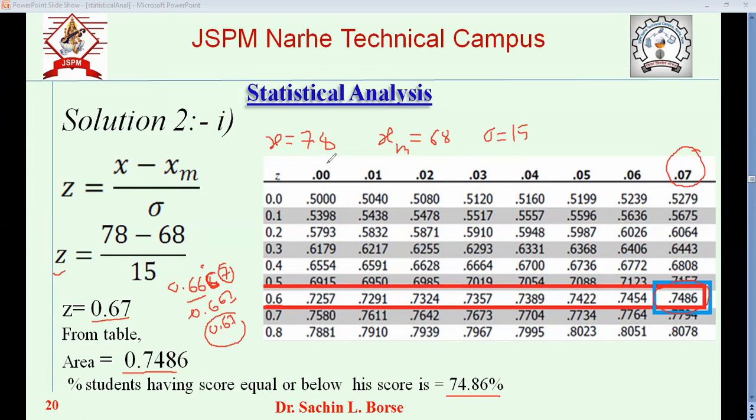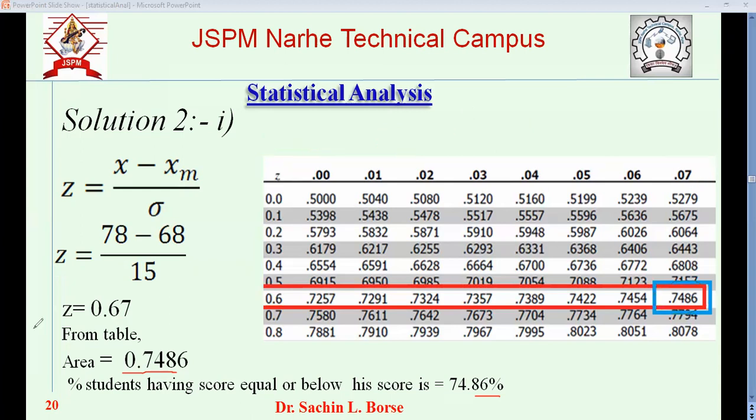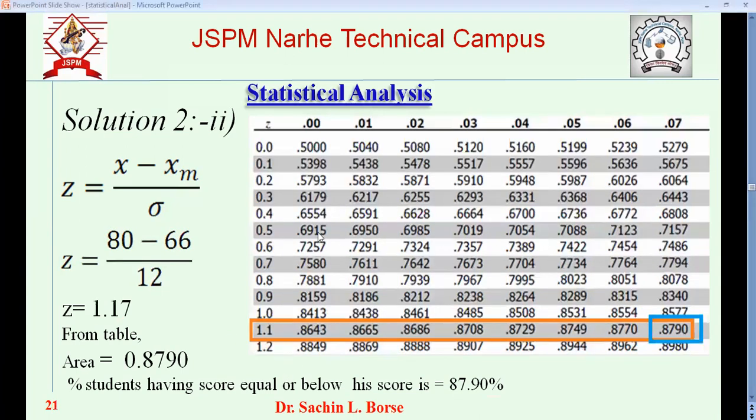Okay. So such a problem will be there in the exam, or also in the assignment. Now we will go for the second test and see whether the percentage of students below him is more or less. I'll go to test number 2.